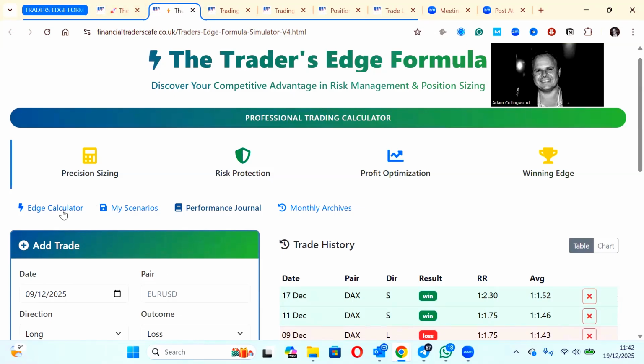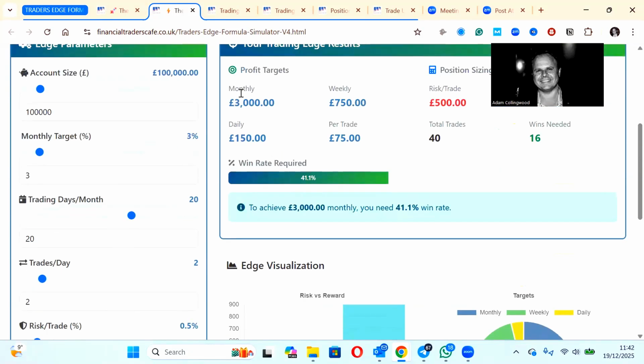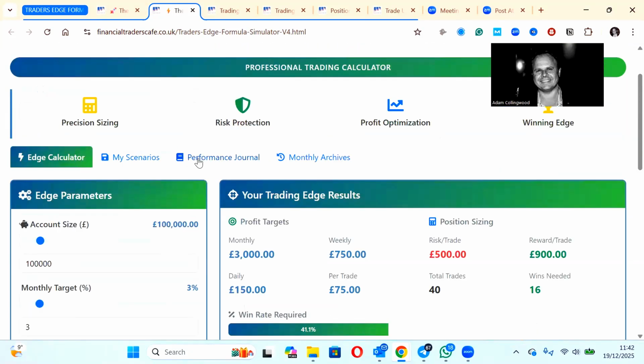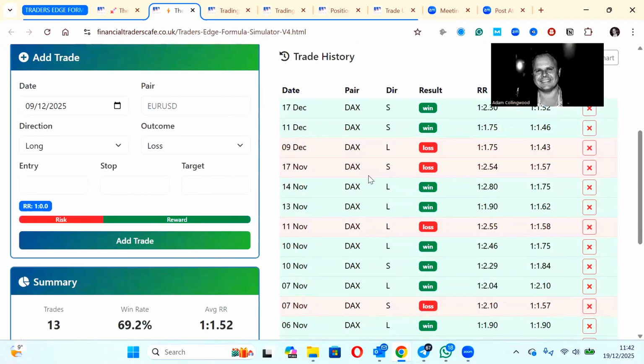So if we go back to the edge calculator, we need 1.8. So we've got some work to do because we're not going to get that target, are we? So all those numbers are going to be skewed. We're not going to achieve the targeted return that we need to.